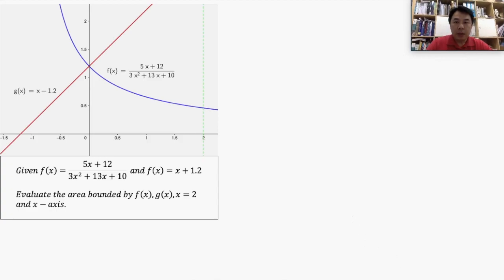Now, this is one of the recent IGCSE additional math May June 2020 questions. I find that it's a bit interesting to work with. So here I'm going to present the solutions to this.